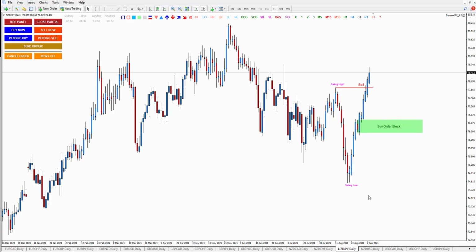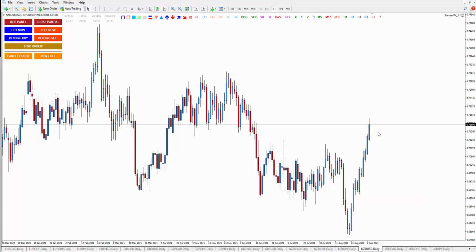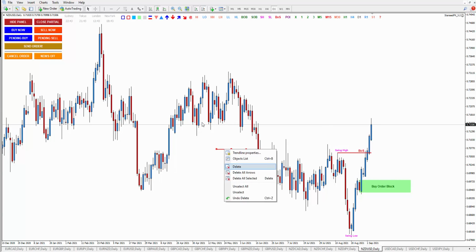All right, now let's continue to New Zealand US dollar. Obviously, it's also the same over here. This is the last breakout. This is our swing high. This is the swing low. This is the breakout structure, and our order block is the last bearish candle before the breakout happened. This is the buy order block. If we look left, there is an order block that the price is probably trying to reach.